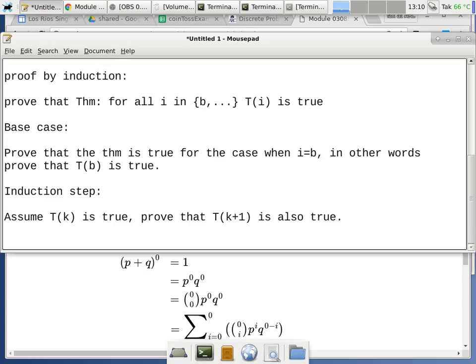So the induction step starts with an assumption: let's assume the theorem is true when i equals k. Now can I prove that the theorem is also true for the case of i equals k plus 1? That's the induction step. If you can make that proof, making use of this assumption, then you have completed proof by induction. Is that okay?